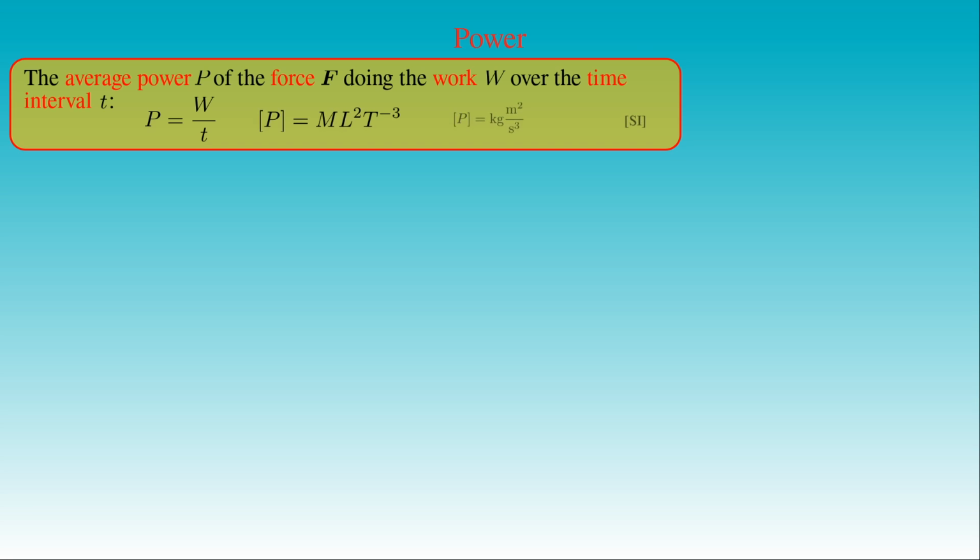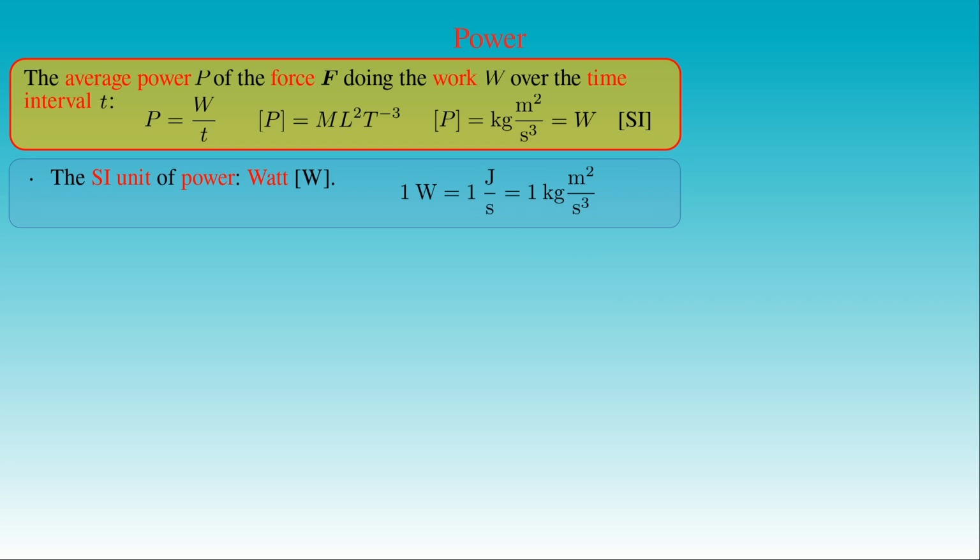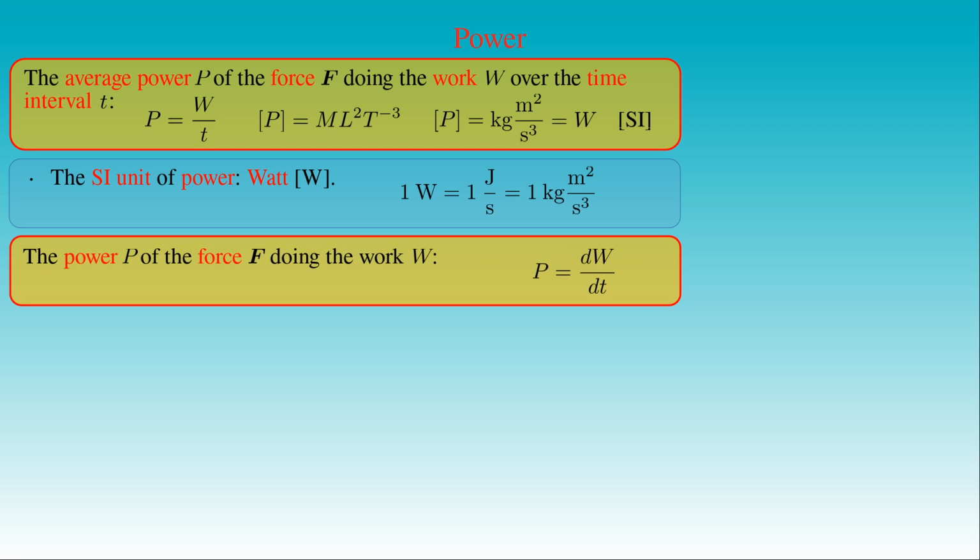In SI units, power is given in kilogram meter squared per second cubed, which is called watt with the abbreviation W, and it was named after James Watt. Then we can write that 1 watt is equal to 1 joule per second. Based on the definition of the average power, we can introduce the power P of a given force acting on a body as the derivative of the work W done by the force with respect to the time t.